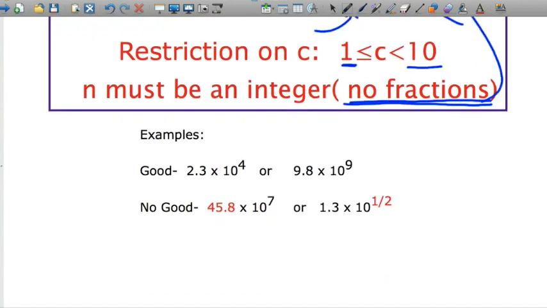So some good examples of values in scientific notation. 2.3 times 10 to the 4th. This is a value in between 1 and 10. Well, greater than or equal to, in this case greater than. This is an integer. 9.8, again, less than 10, still okay. All right, examples that aren't very good or that are not in scientific notation. This value, 45.8, is not a number between 1 and 10. And over here we have a fraction as a value in scientific notation.